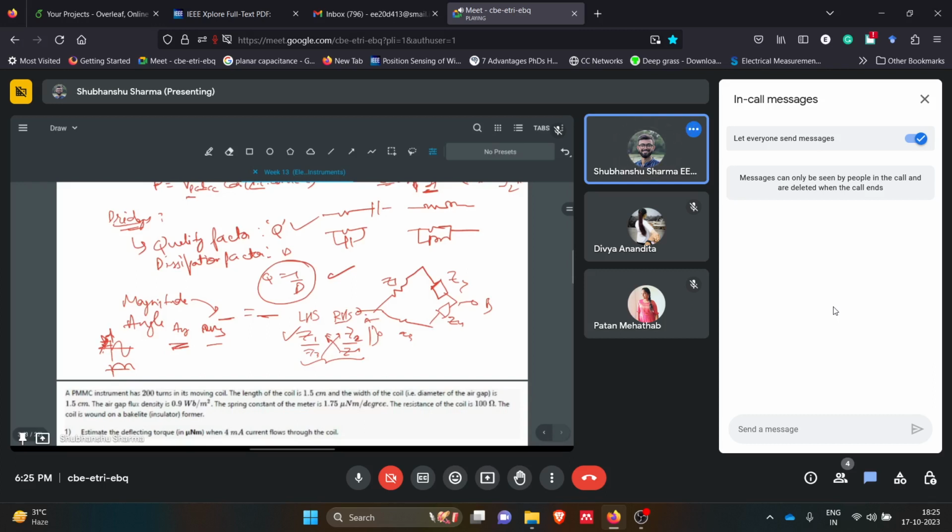Astable oscillator also, monostable oscillator also. So all these things you can get.